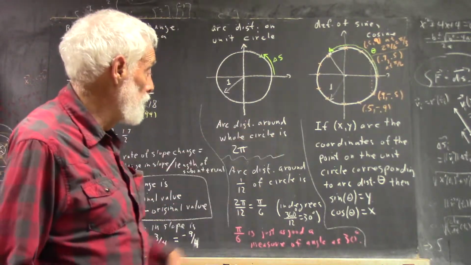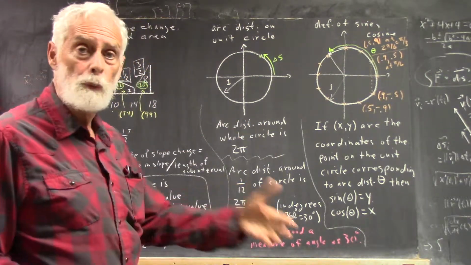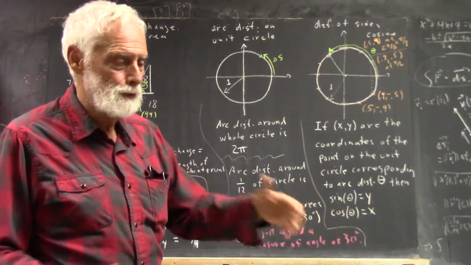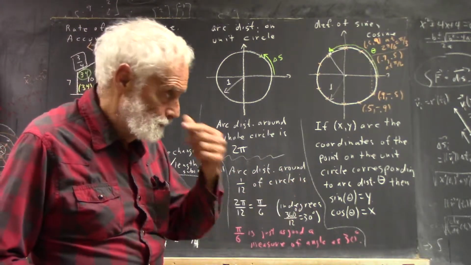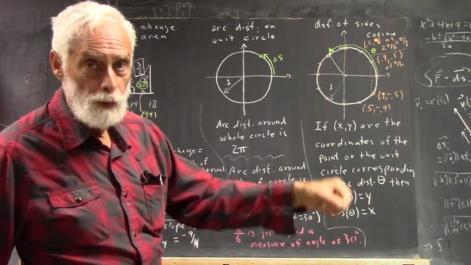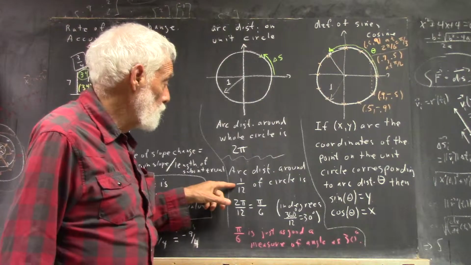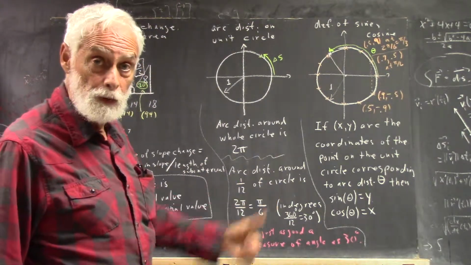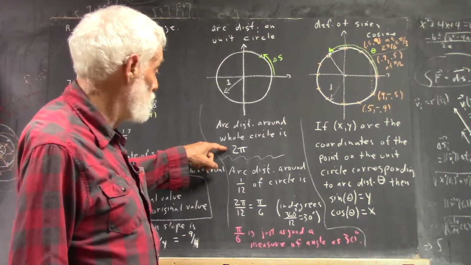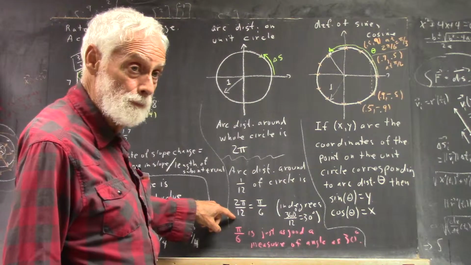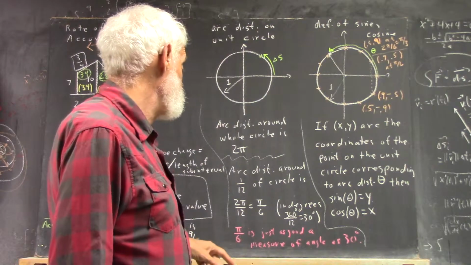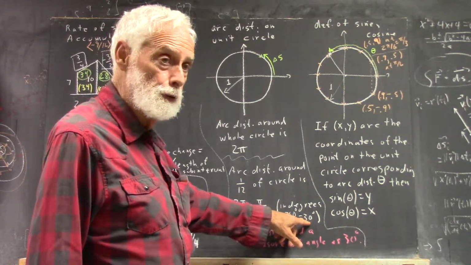Now, the arc distance around 1/12 of the circle. And of course, why 1/12 of the circle? Well, for a lot of reasons, but in terms of the clock, that's the arc distance corresponding to the arc from one hour to the next. So 1/12 of the circle, the arc distance corresponding to one hour on a clock, is what? Well, if the total circle is 2 pi, the arc distance is 2 pi over 12, which is pi over 6. In degrees, 360 degrees over 12 is 30 degrees.